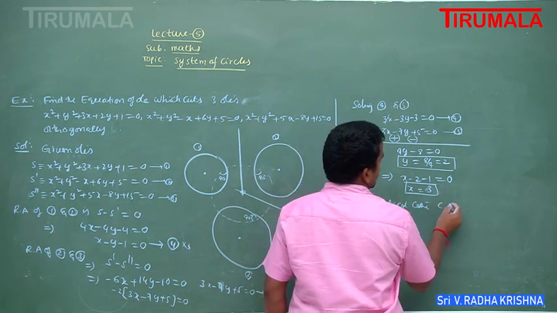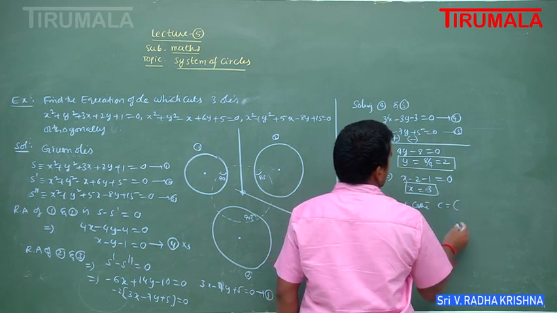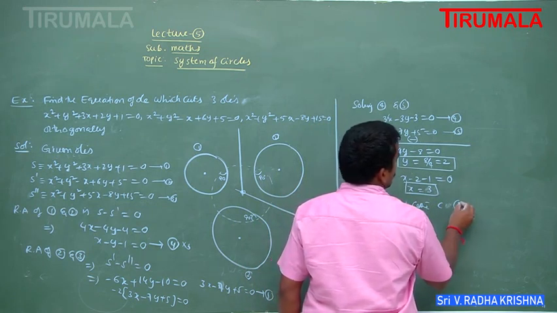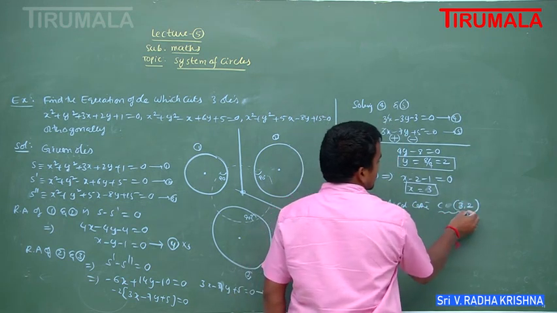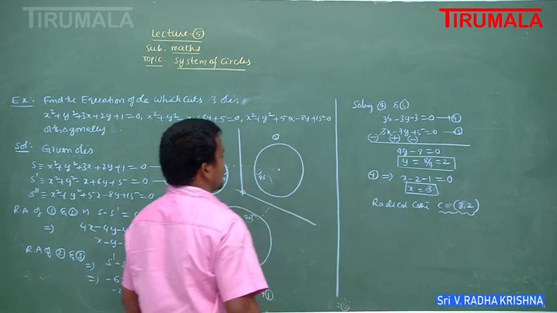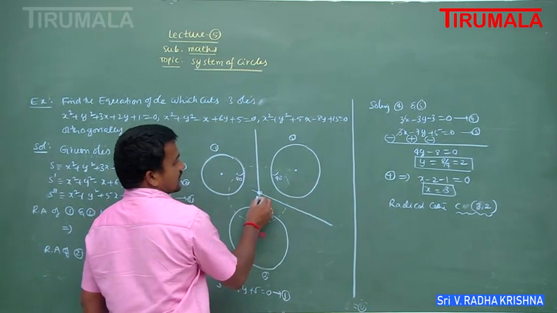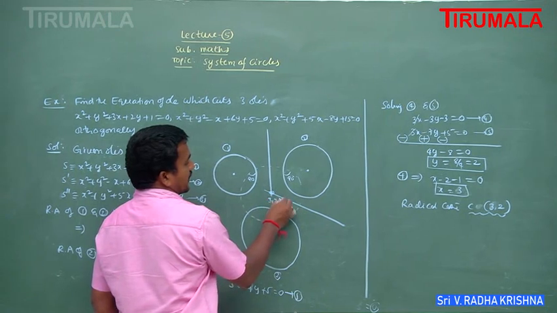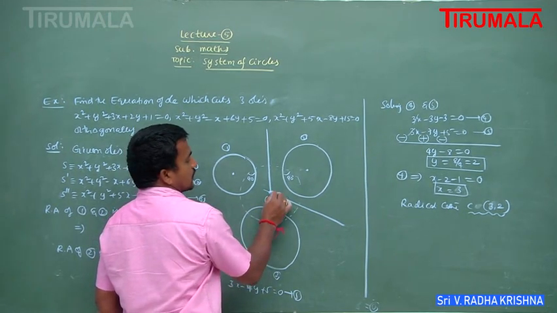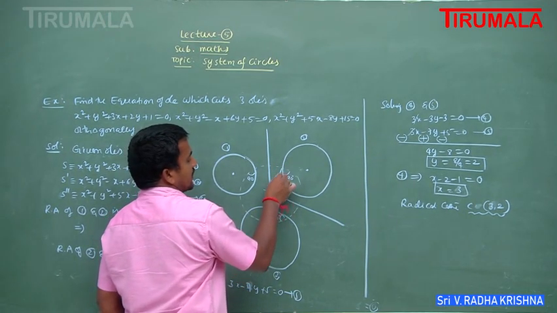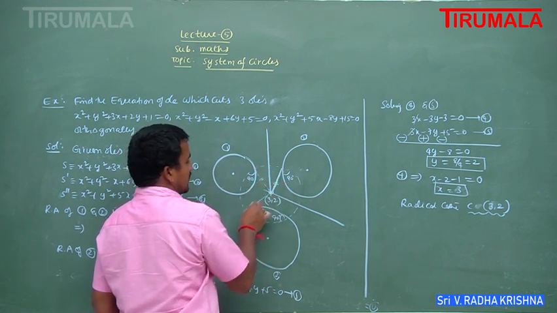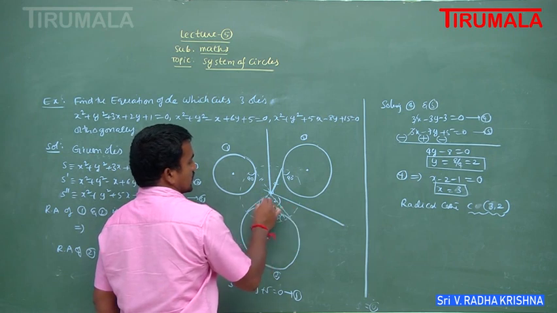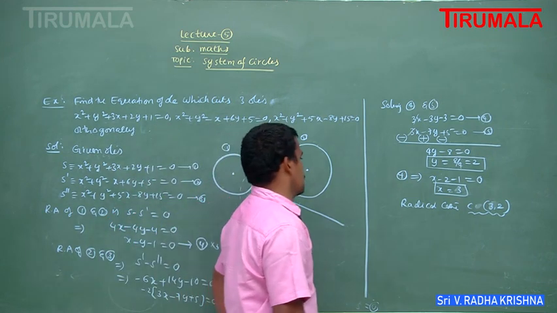The radical center C equal to (x, y), that is 3 comma 2. So we get the radical center. Now we found the radical center, this is the required circle center, 3 comma 2. From this point, the length of the tangent we find, that is the radius of the required circle. This is the length of the tangent, which we use for any circle.